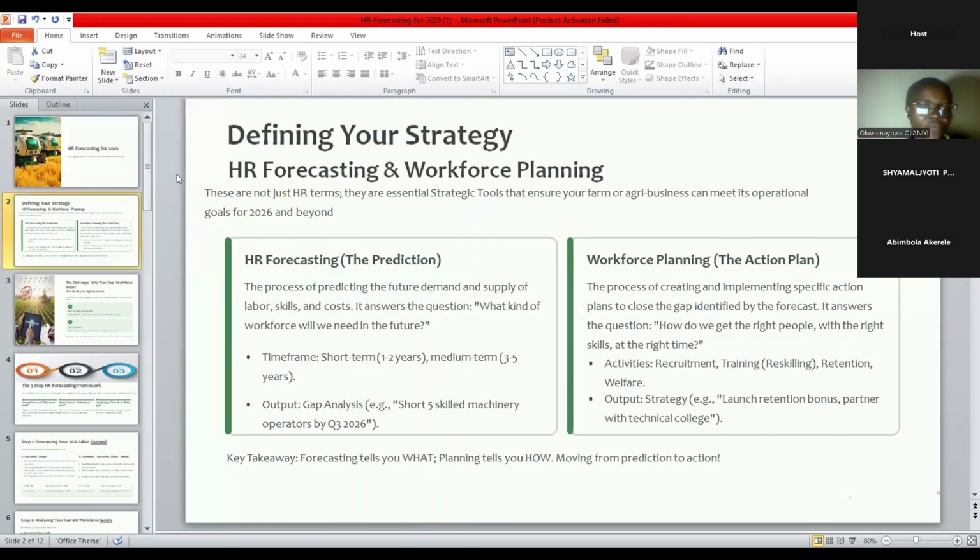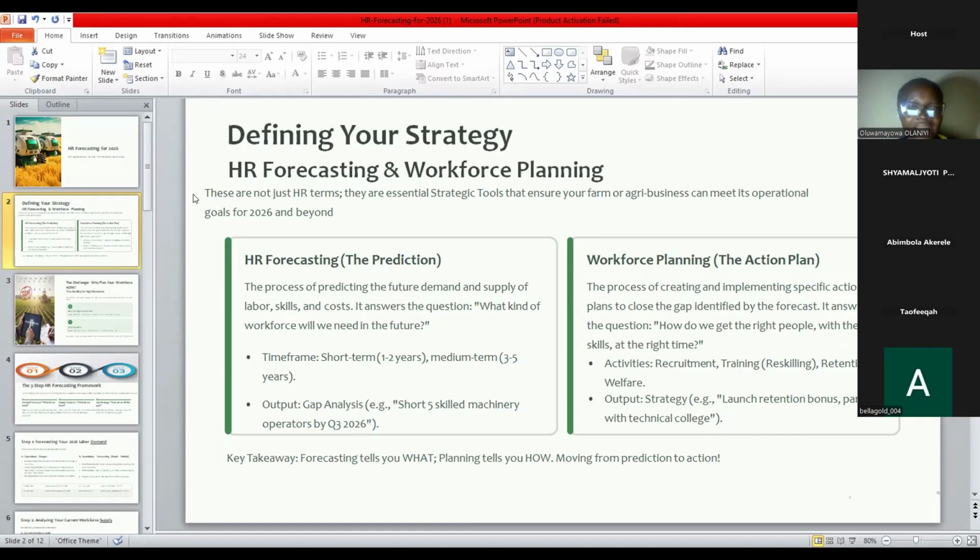I do know that it's impossible for us to go into a topic without having the background definition of what it means. So, defining our strategy now, I write here HR forecasting and workforce planning, and I give their definitions. These are not just HR terms for us to understand. They are essential strategic tools that ensure your farm or agribusiness can meet its operational goals for 2026 and beyond. So this is not only going to be useful for 2026 that we're planning, but at other times you'll be making use of what we are going to learn today.